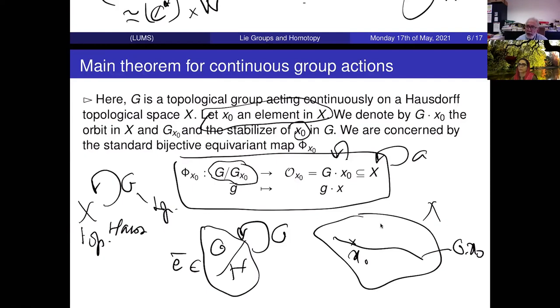So we have on the left a transitive action, on the right a transitive action on the orbit, and these actions are quite good. There is an equivariant map, and what I'm asking is whether this map, which is bijective, is a homeomorphism. In general, it is not.